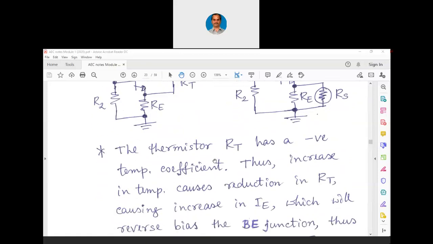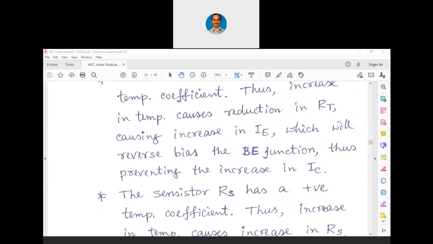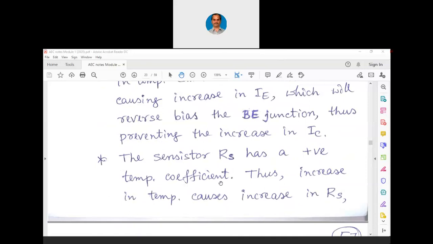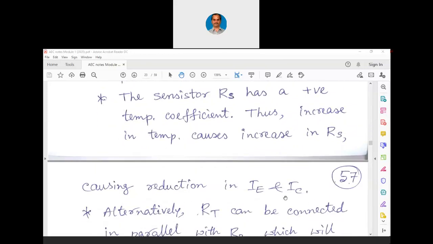So whatever I have told you, I have put it in the notes again. The thermistor RT has a negative temperature coefficient. An increase in temperature causes a reduction in RT, RT being the thermistor, causing an increase in IE, which will reverse bias the BE junction, thus preventing the increase in IC. Now, the sensistor RS has a positive temperature coefficient, so an increase in temperature causes an increase in RS, causing a reduction in IE and IC.